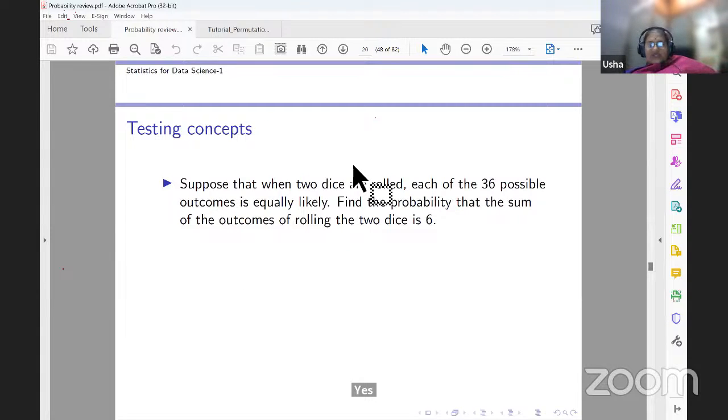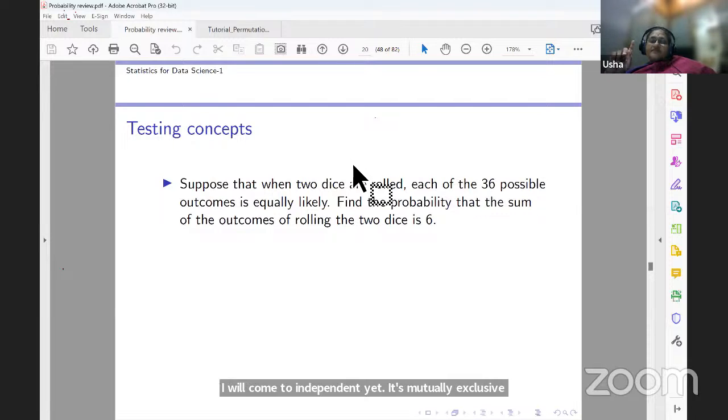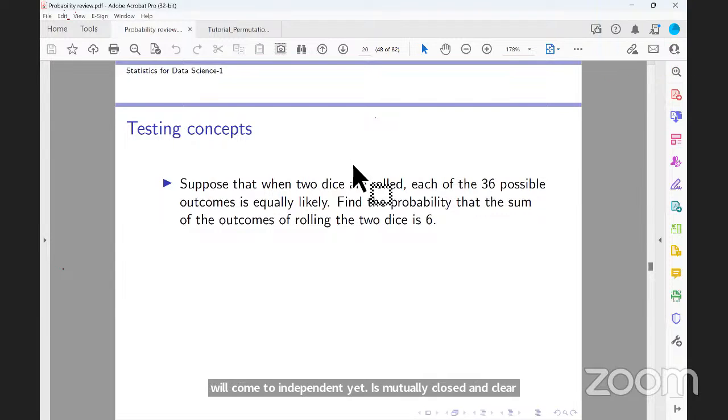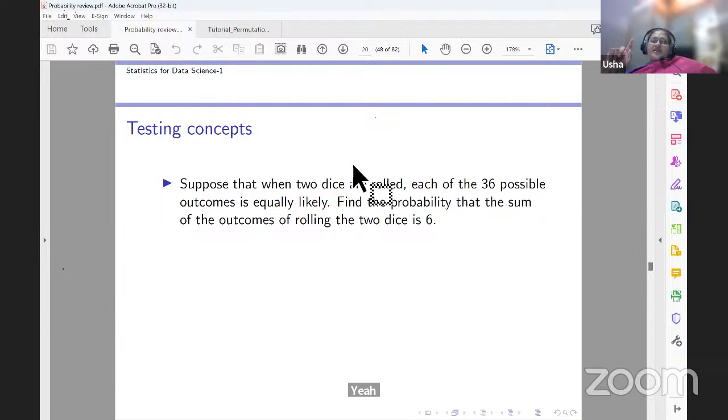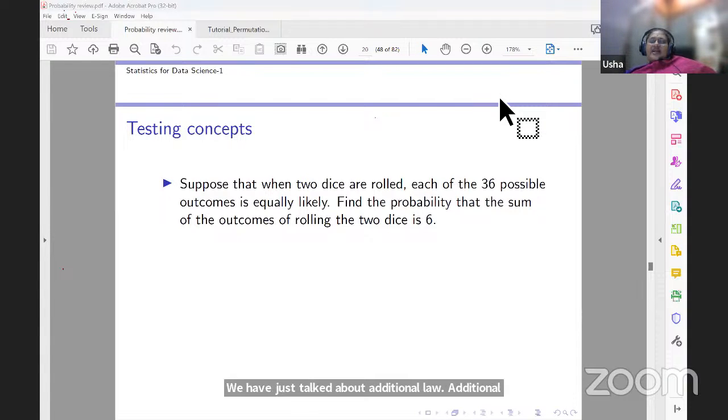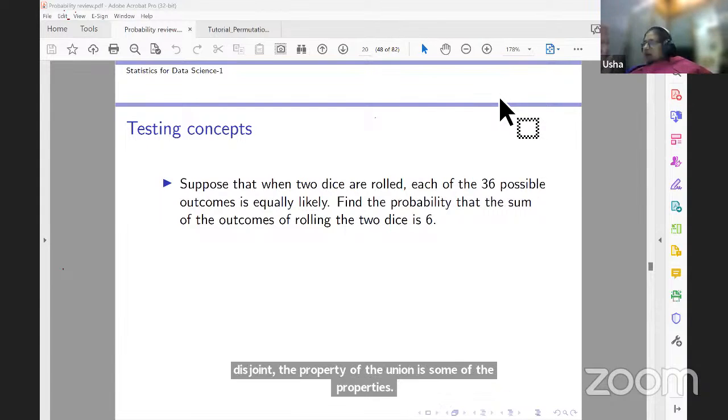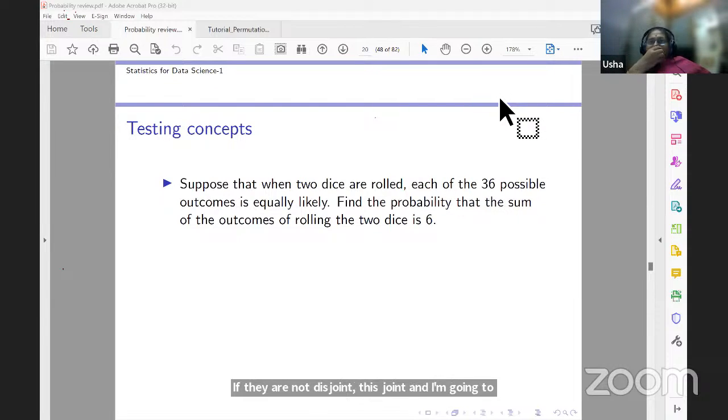So now suppose the two dice are rolled. I haven't come to independent yet. Is mutually exclusive clear? Because I've not talked about conditional probability yet. We have just talked about the addition law. We need to understand that if two events are disjoint, the probability of the union is the sum of the probabilities. Disjoint and mutually exclusive are the same. I'm going to come and discuss independence in a few minutes.